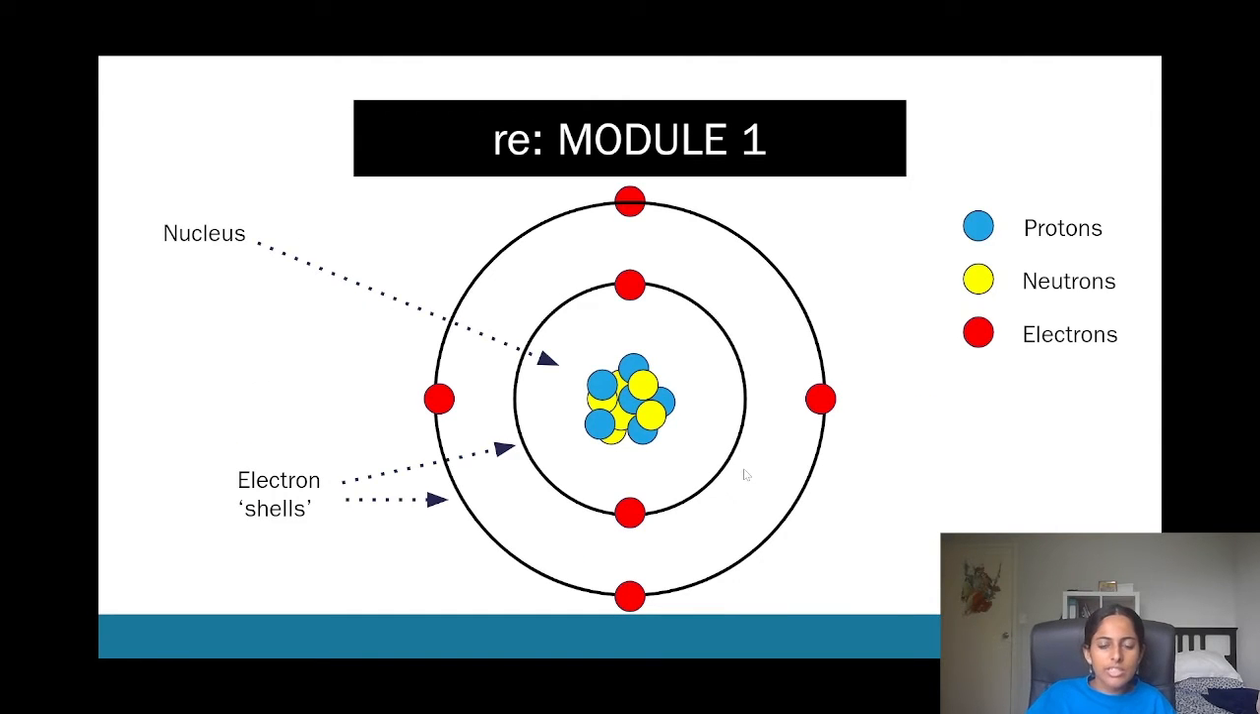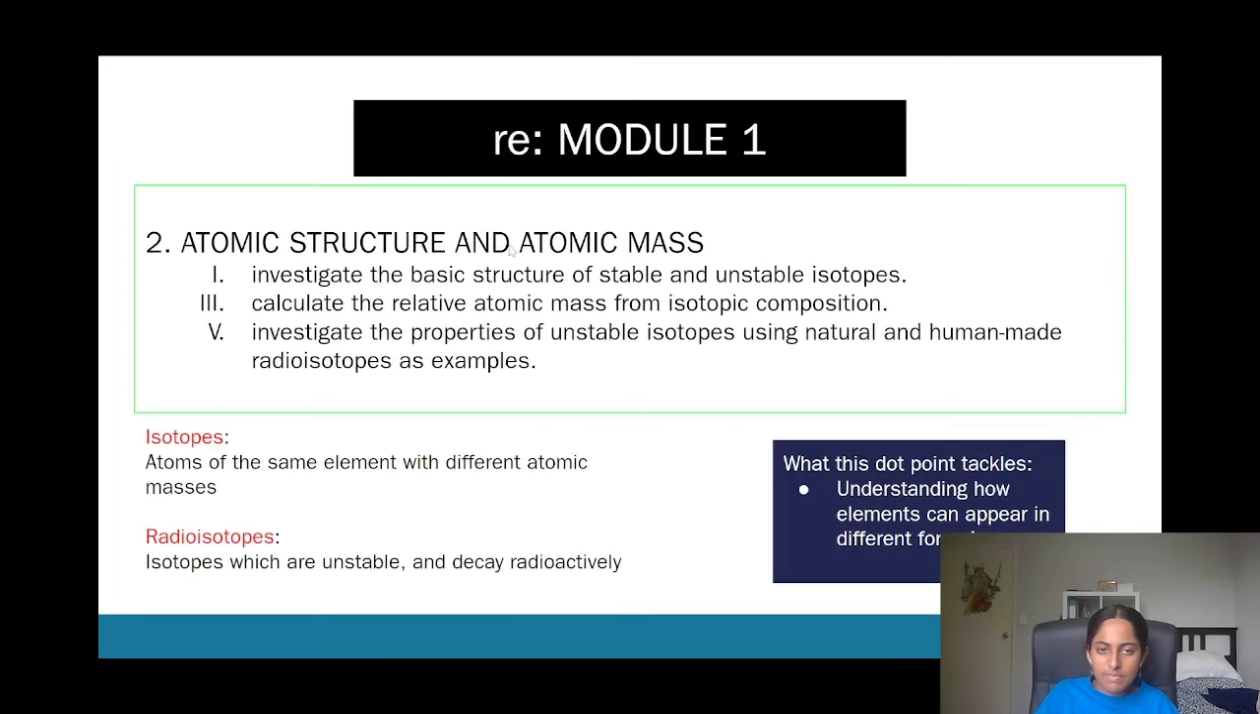If you look at a nucleus, not a nucleus, sorry. If you look at an atom, this is what it will look like. You'll have your nucleus over here, and then something called shells that pretty much surround the nucleus with electrons in it. However, there can be kind of different variations of a particular element, and that's pretty much something called isotopes. We also look at something called radioisotopes, which are pretty much unstable isotopes that emit radioactive energy.